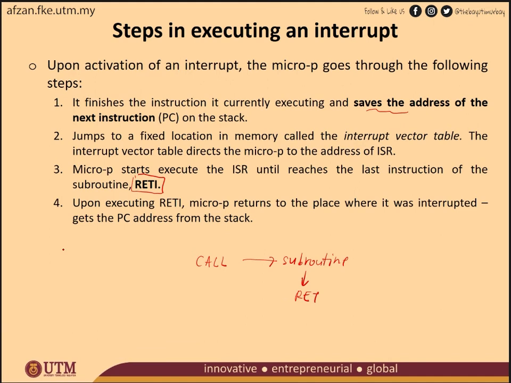So the microprocessor knows that you want to return from your subroutine. It is the same with this one. Every time you invoke an interrupt, you save the next instruction of your currently executing program to your stack and go to that ISR. Do that ISR until you execute the RETI instruction. Upon executing the RETI, the microP returns to the place where it was interrupted. Get the PC address from the stack. This means that after RETI is executed, the program counter takes the address stored in your stack, puts it back to the program counter, and now the microP knows to resume at the place where it was interrupted.